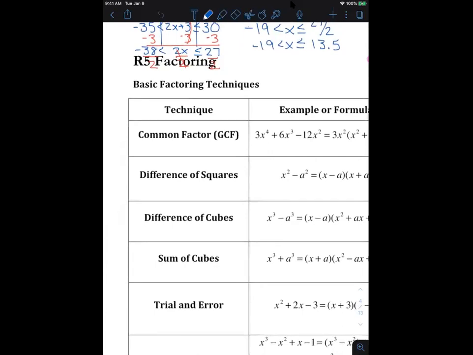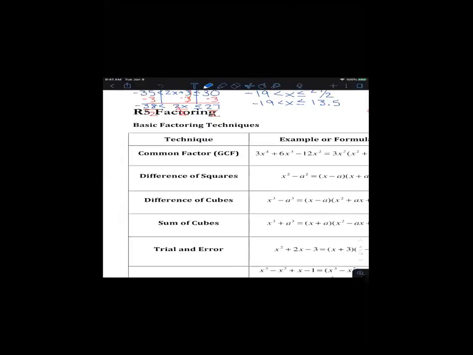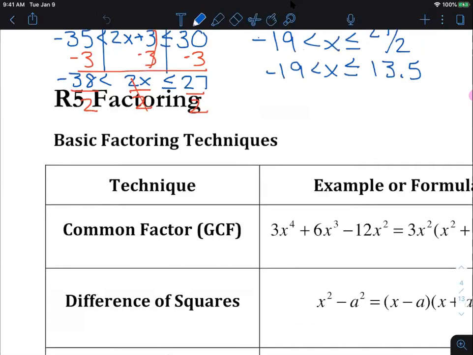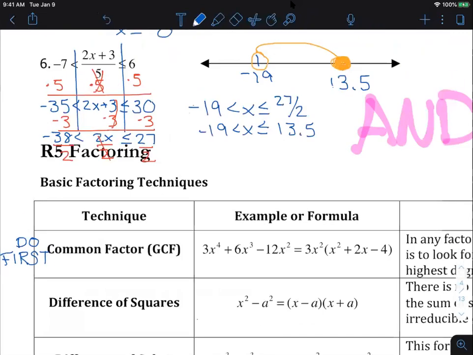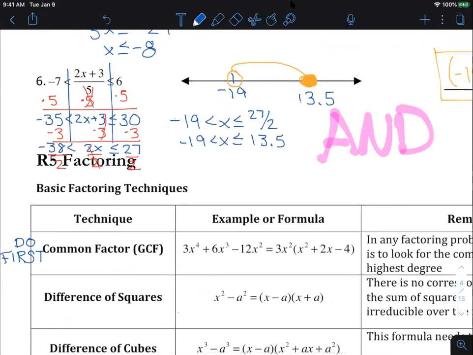We already talked about this. You always do this first. So do first, always. So we practice this in our first unit, our review unit, unit 0. Here's an example. You're looking for what is common between all the terms. So 3, 6, and 12 has a 3 in common. So that's why the 3 is pulled out here. And they also have x to the second. It's always the highest exponent. So we take out 3x to the second.